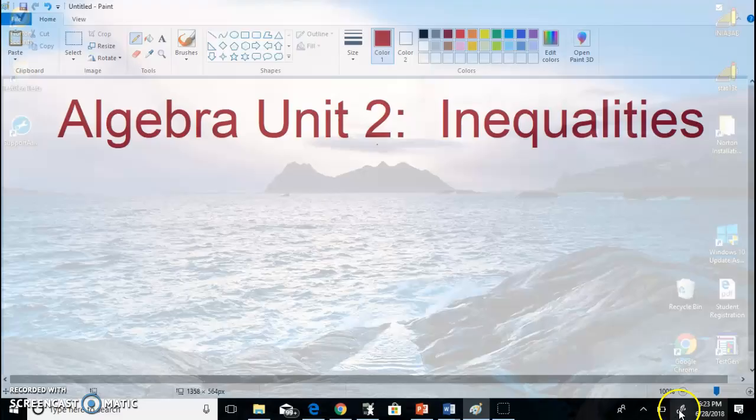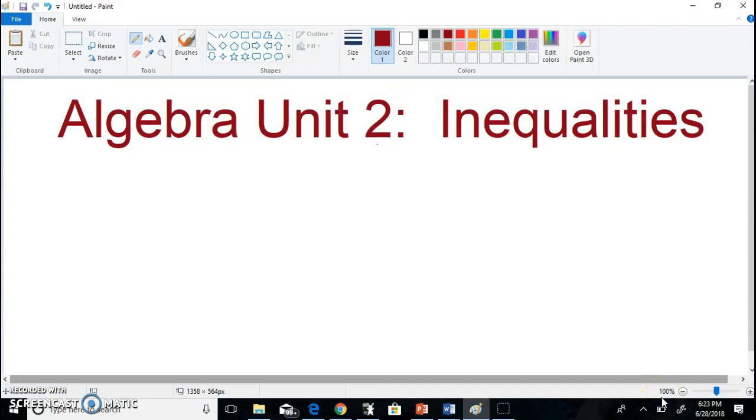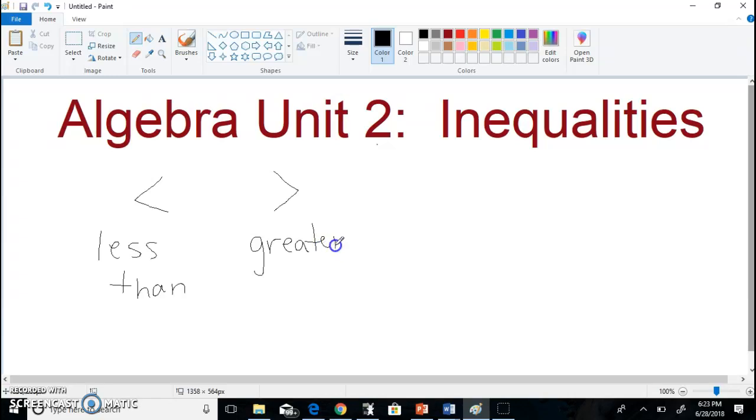Before we go into the actual sheet, though, I want to go through some very basic lessons in inequalities. So first and foremost, we have inequality symbols. This one is less than. And then we have greater than. I'm assuming that everybody knows that less than means numbers that are smaller than another number. Greater than are numbers that are more than another number.